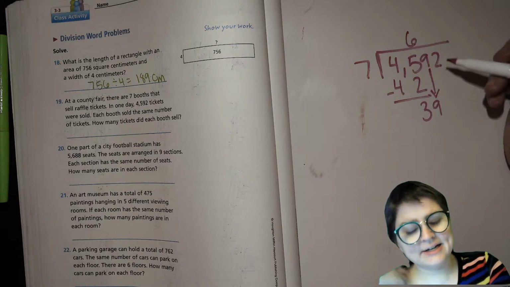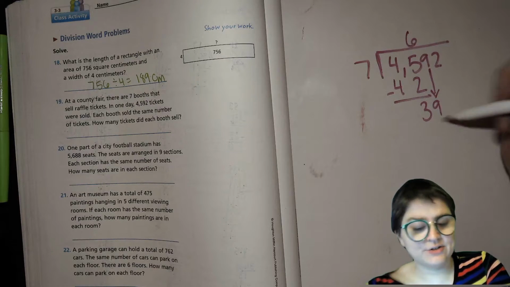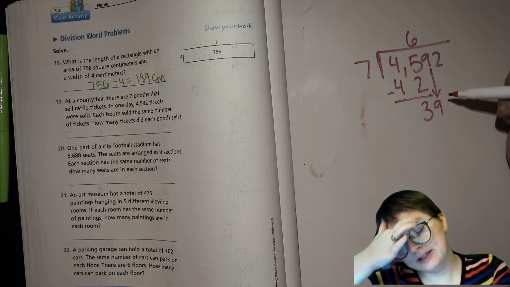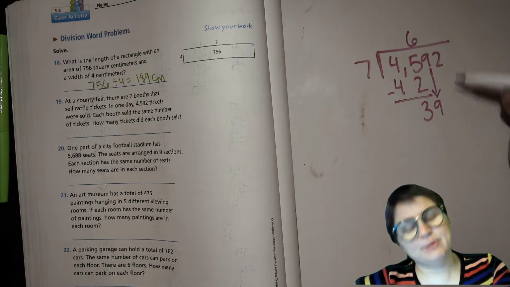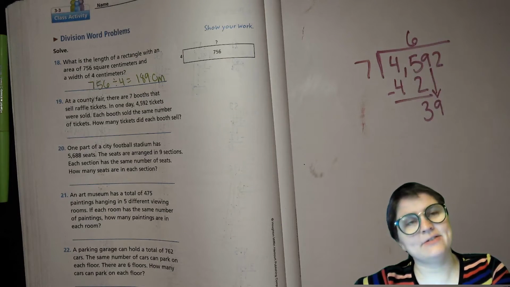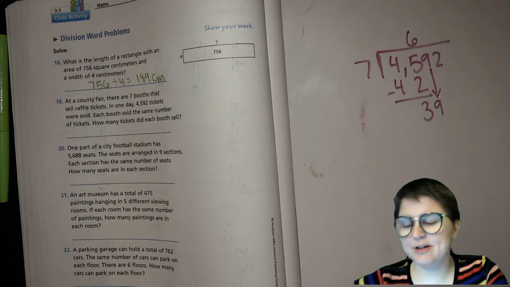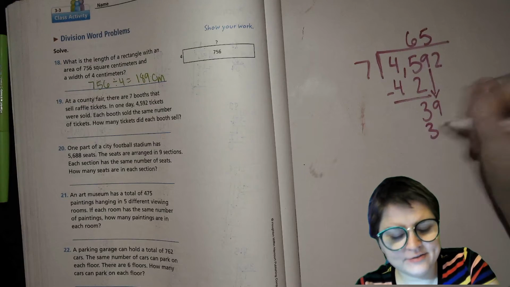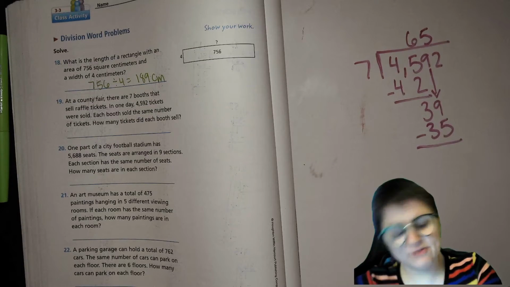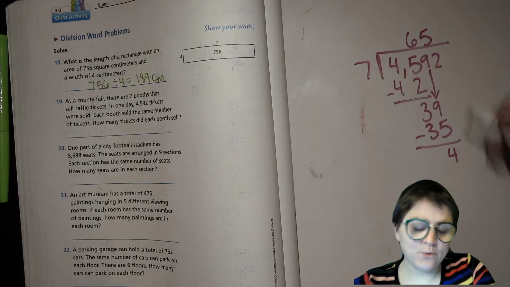Okay, so that 9 is joining our hundreds, is joining the 9. So it's 39 tens. Now what math fact gets us close to but not over 39 with a 7? We talked about it a moment ago. What about 5? That's 35, right? 7 times 5 is 35. And we have 4 left over.